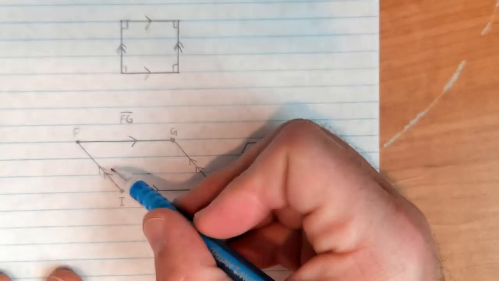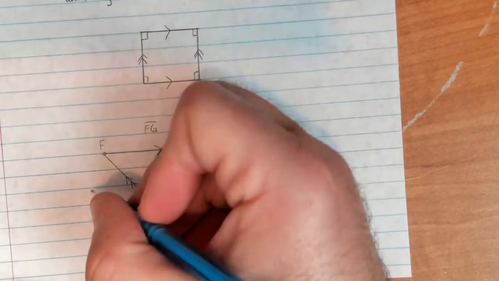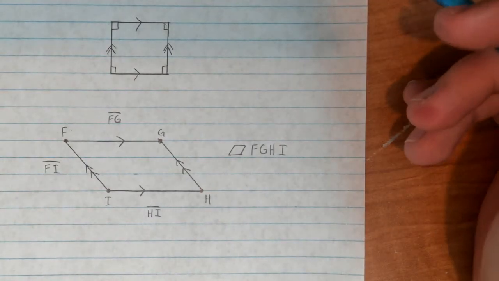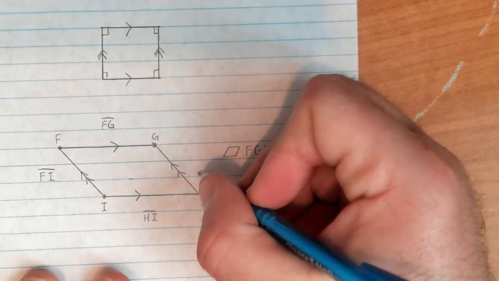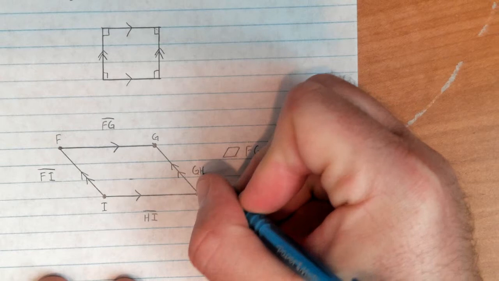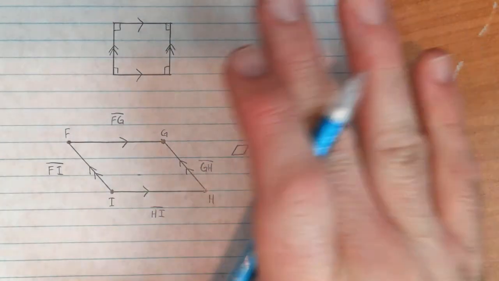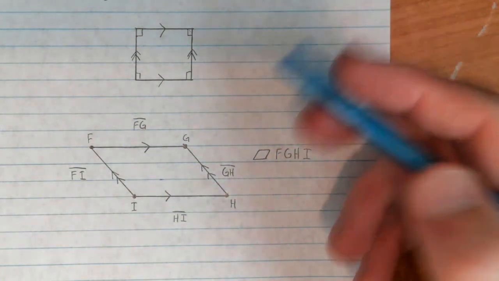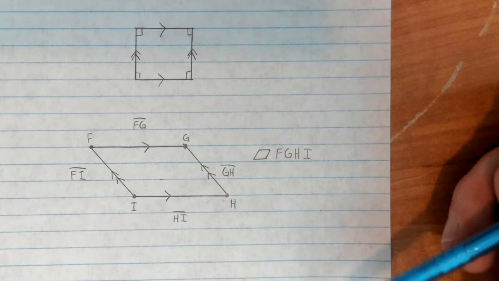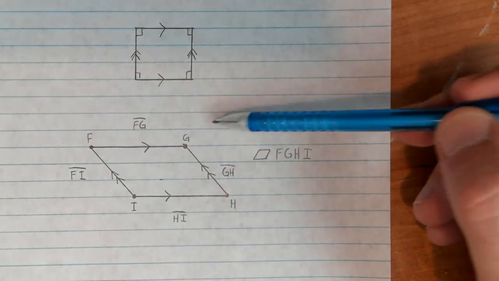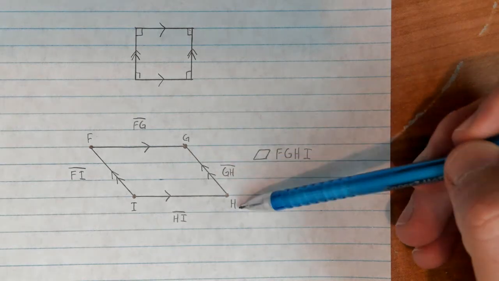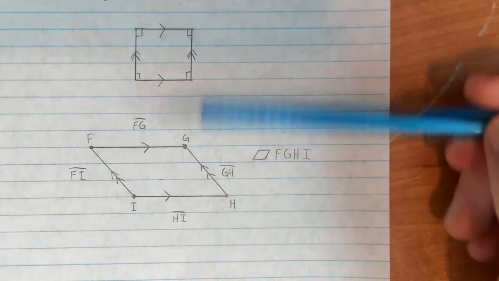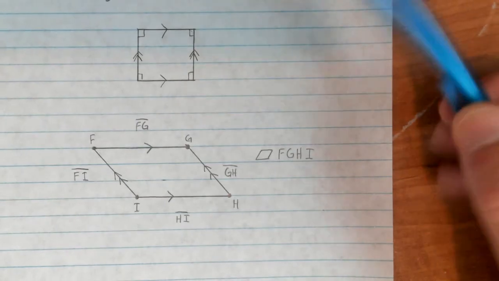Okay. Over here, we've got FI, or if you put it the other way, it would be line segment IF. That's parallel to line segment GH. Okay. As we move more into graphing, this will be even more important. We touched on it a little bit, but I need to get in the habit of making sure I'm showing you this. Parallelogram FGHI. It's named based on the vertices, the points in the corners. Okay. All right.